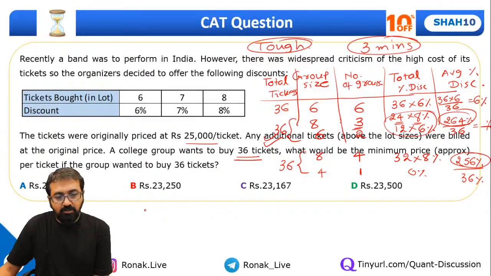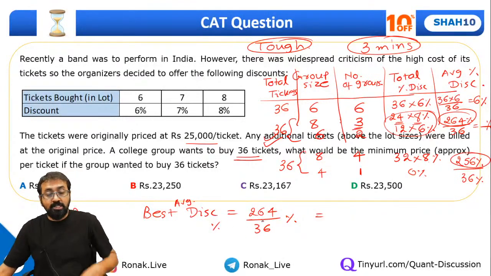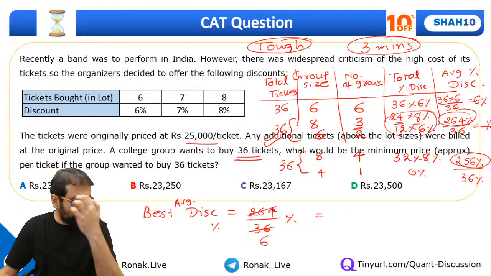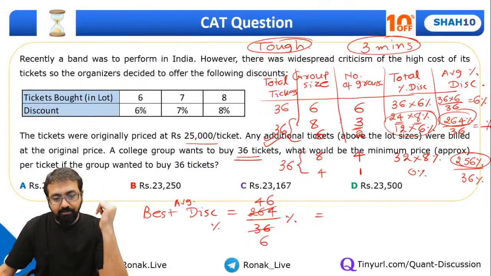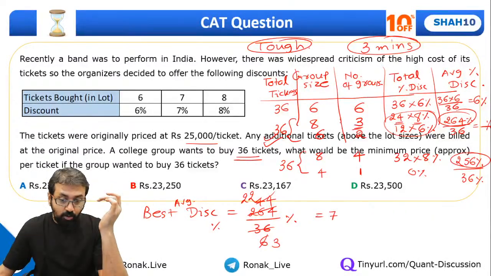So the best combination will be, best discount will be this one, 264 by 36%. Best average discount percentage will be this one. And if you solve this thing, so what will be the value? Because both of these are divisible by 6. So how many 6 are 264? Can I say 46 6 are? No, 44 6 are 264. Further, this will be 22 and this will be 3. So 22 by 3, what is the value? 22 by 3% means 7.33%.